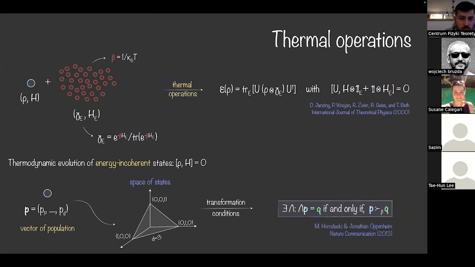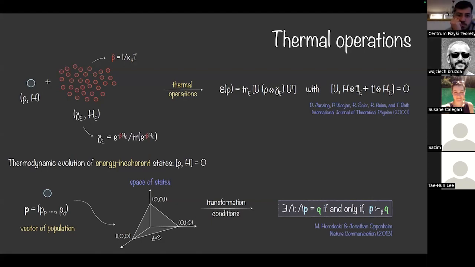Very surprisingly, the existence of a stochastic matrix which preserves the Gibbs state mapping P into Q can be recast as a partial order relation between the initial and target distributions. In other words, there exists a thermal process mapping P into Q if and only if P thermomajorizes Q. For those who are familiar with the notion of thermomajorization, have in mind that thermomajorization is just a generalization of the concept of majorization. I look at some majorization relative to the thermal distribution.